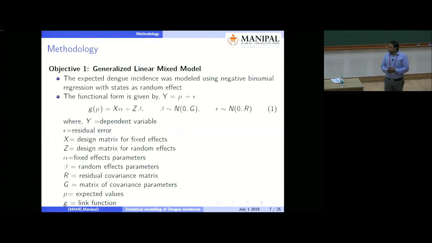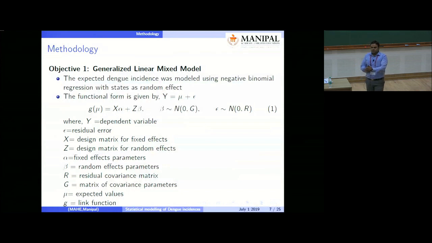So coming to the methodology, as our dependent variable or the outcome variable is a count, which is the number of dengue incidences in a particular location in a year, the ideal approach would be to use a Poisson model or a negative binomial model. So we used a generalized linear mixed model.